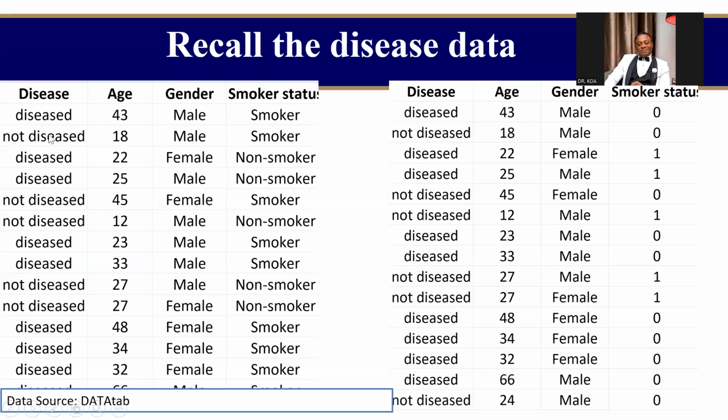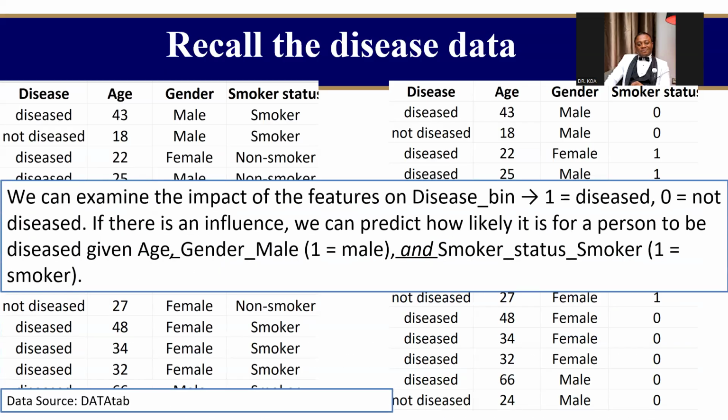When you look at the slides, the target variable is the disease, whether a person is diseased or not diseased. The idea is that you want to predict the probability of being diseased or not being diseased based on your age, which is a continuous integer variable, gender, which is a binary categorical variable, and smoker status, which is also categorical. So the features are just three. But in real life and in your thesis, the features will be quite a lot. All right. So we can examine the effects.